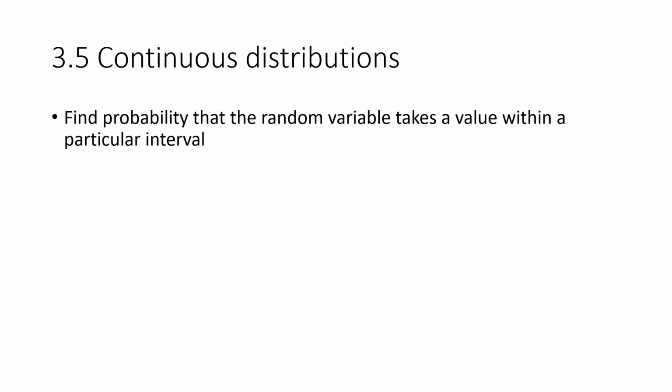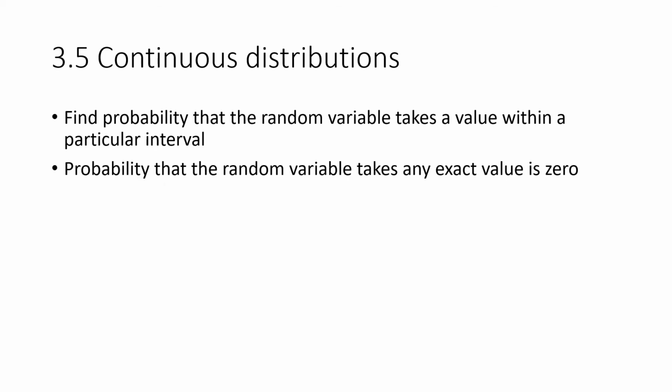3.5 introduces a little bit about continuous distributions. When we're working with continuous distributions, the key thing that differentiates them from the discrete ones is that instead of finding the probability that the random variable takes an exact value, we find the probability that the random variable takes a value within a particular interval. And in fact, the probability that the random variable takes any exact value will be 0.